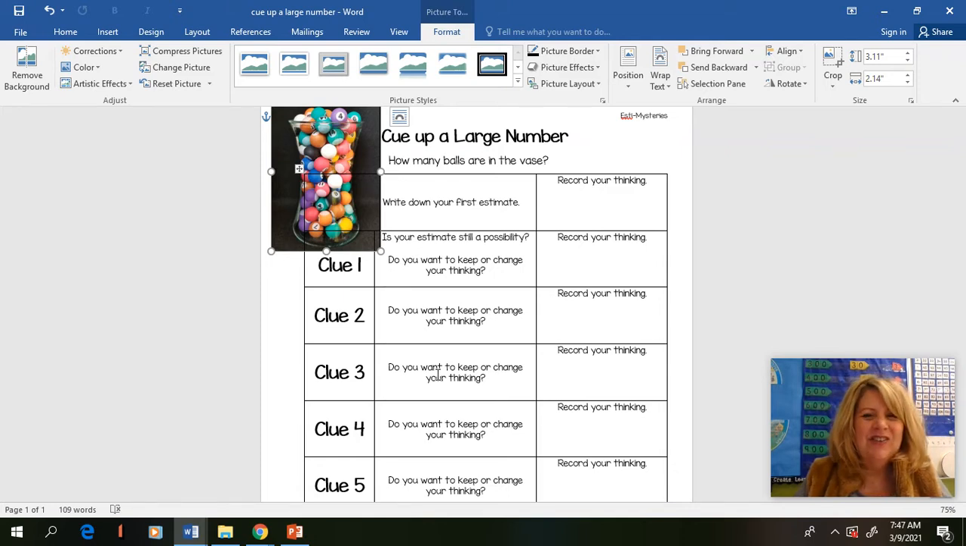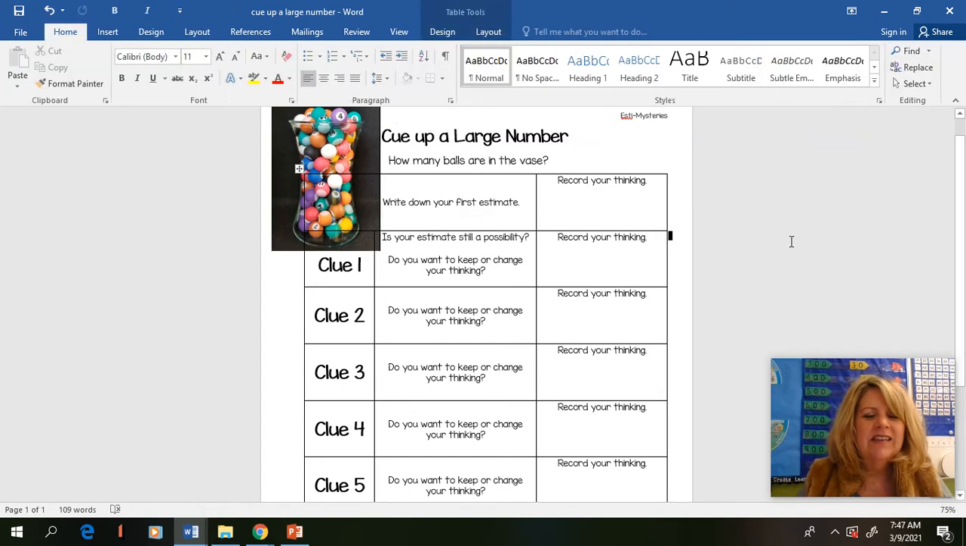Alrighty, are you ready to do our new Esti-mystery? Yay! All right, the title of today's Esti-mystery is Cue Up a Large Number. This is kind of an interesting word right here. Cue up a large number.